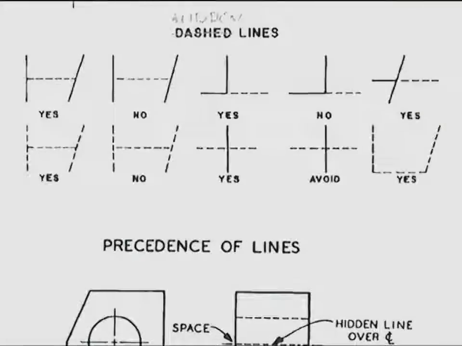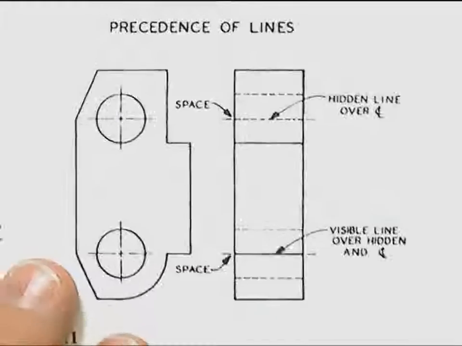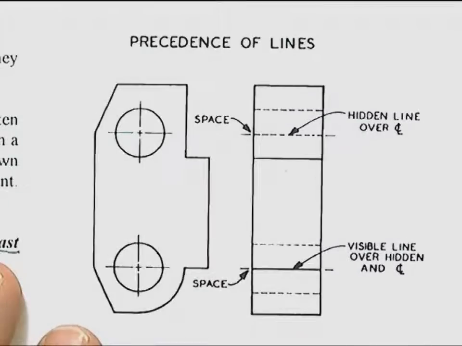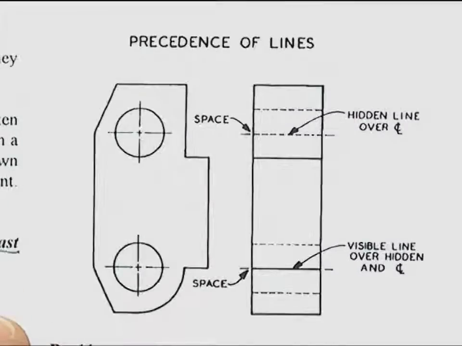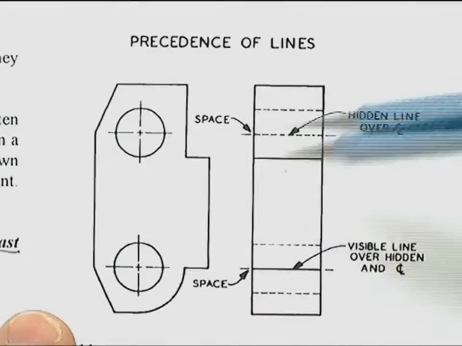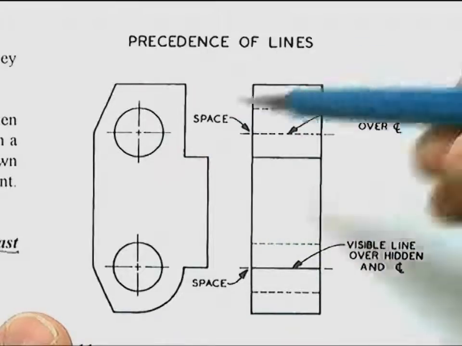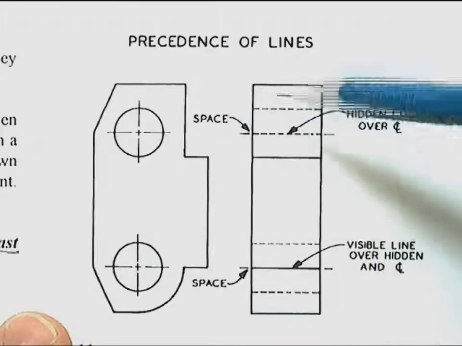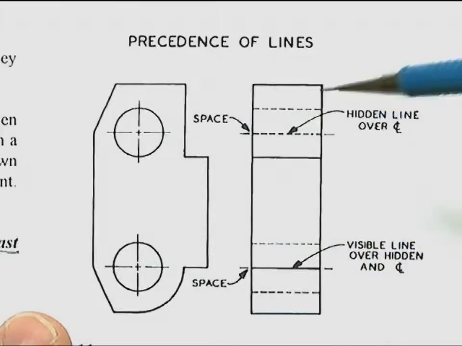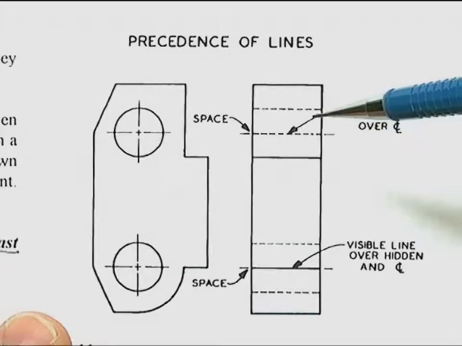Now, this is very important. All of this is important. You have to remember that center lines really are there to tell where a center is, but they have no visibility. They're the least important. So you start off by thinking that.